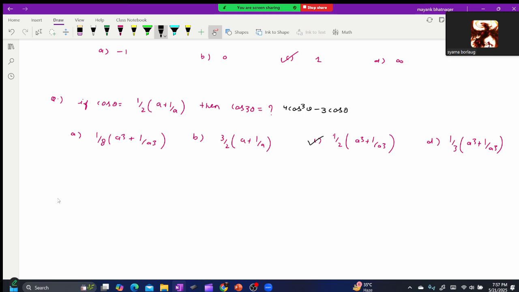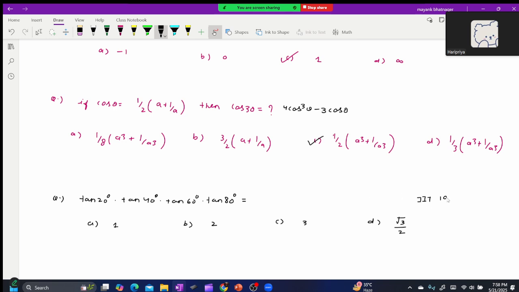Can you solve this question? Yes, sir. One more question. In the next class, I'll be telling you how to find the maximum and minimum value of a cos x plus b sin x, like that. But just try to solve this question. Take it as homework if you want. Tan 20 degree, tan 40 degree, tan 60 degree into tan 80 degree. You need to find out this value. Options are 1, 2, 3, and root 3 by 2. It was asked in IIT 1974, so it's not supposed to be that difficult.